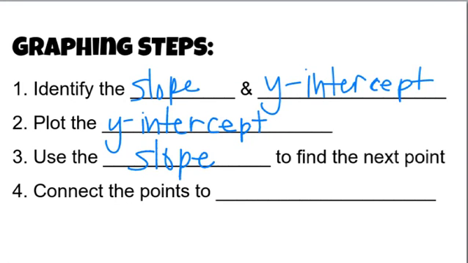Last thing we do is all we need are 2 points to make a line. We now have a second point. Okay, the y-intercept gives us the first point. Using the slope gets us the next point. Connect the points to make a line.